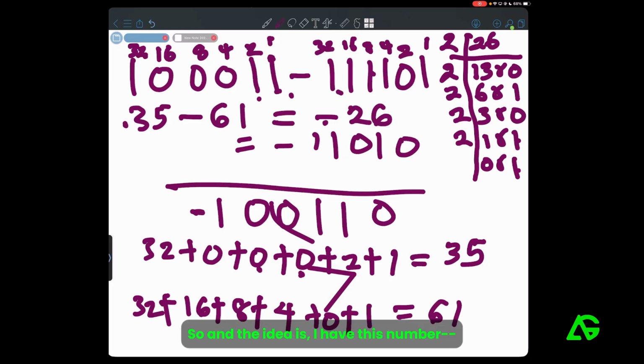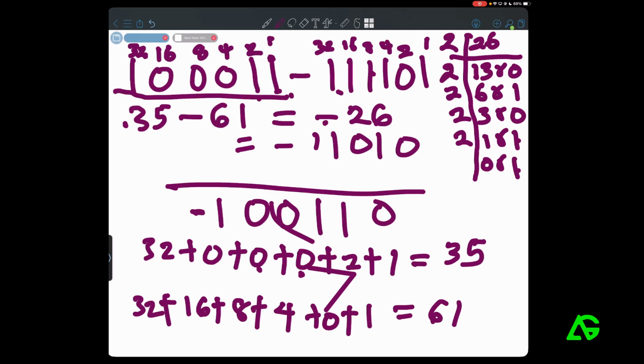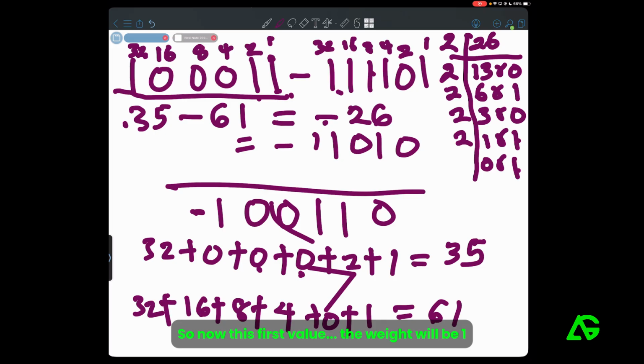And the idea is, I have this number. The short way of doing it is recognizing the weight of each digit. So for each of the numbers here, they have their own weight. The weight is the place value, the value that is attached to each number based on their position. So now this first value, the weight will be 1.